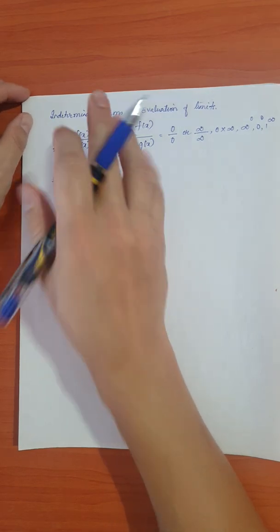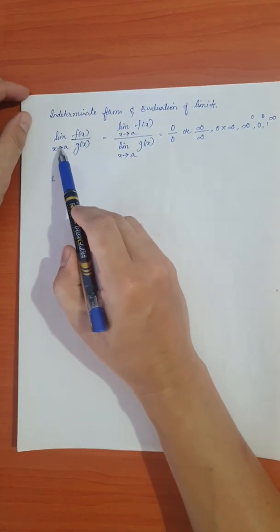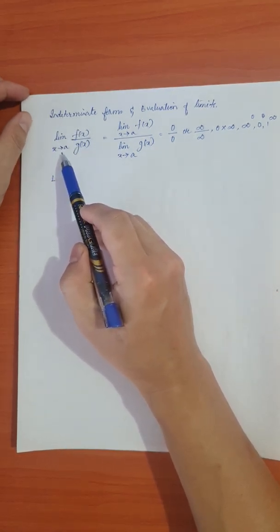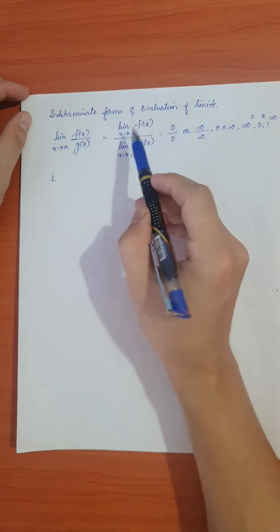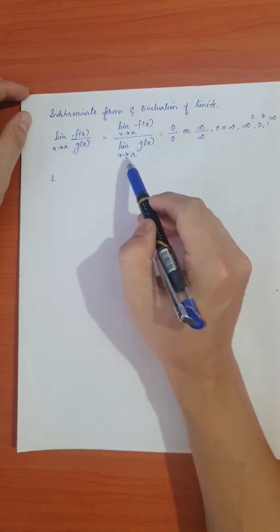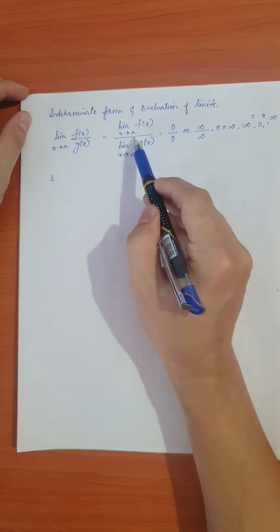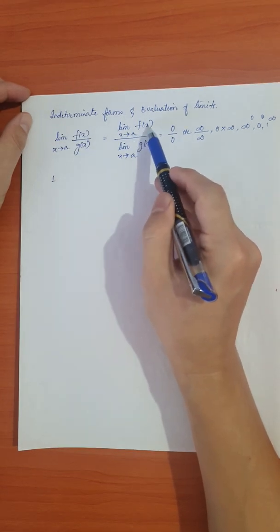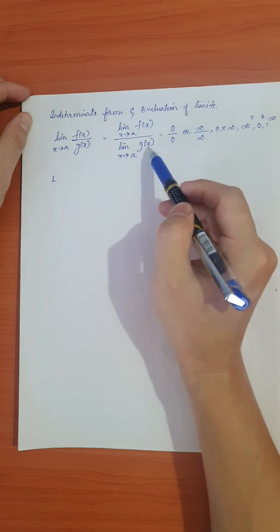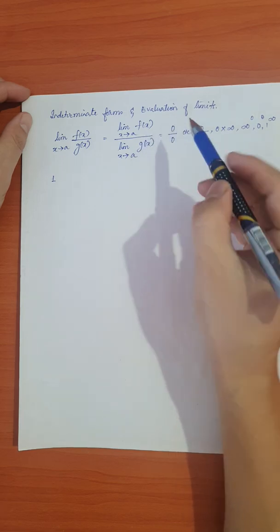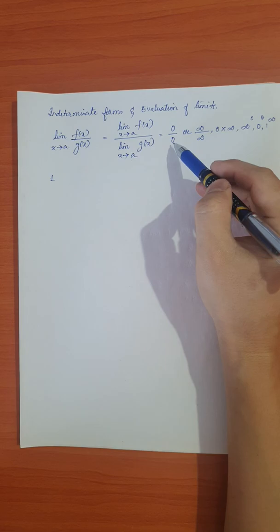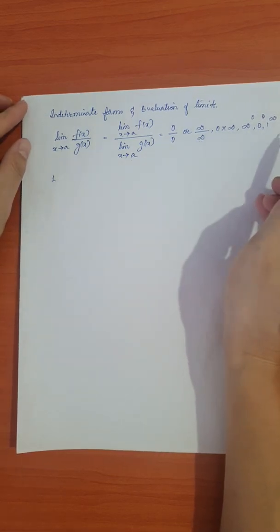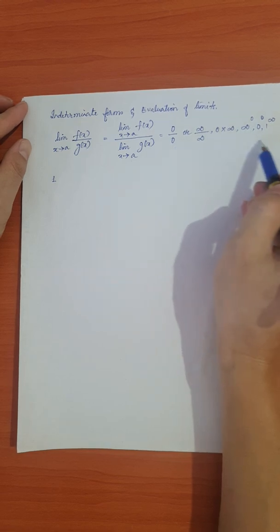Let us discuss. I have a function like this: limit x tends to a of f of x by g of x. If I apply limits to both f of x and g of x separately, and substitute the value of x equal to a, we get f of a and g of a. If you get the value as 0 by 0, or any of this form, then we call this form an indeterminate form.